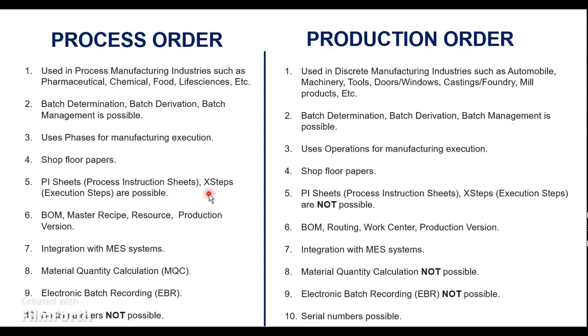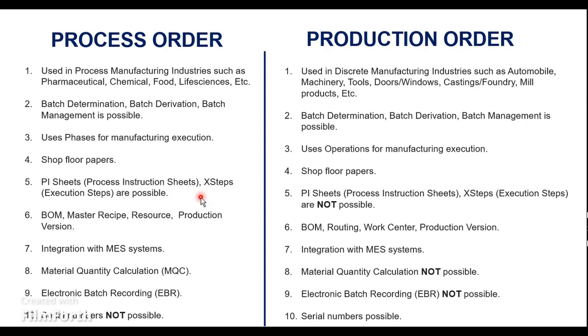So these execution steps or the PI sheet hold the complete set of instructions that are to be followed by the shop floor person while executing a process order or while manufacturing a particular batch. So in the PI sheet, we define the set of operations and also the instructions that the employee or the shop floor supervisor or the manufacturing person should be aware of, so that he follows a set of guidelines while processing or executing a particular batch, right?